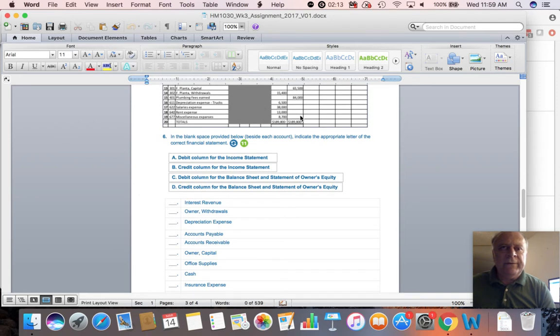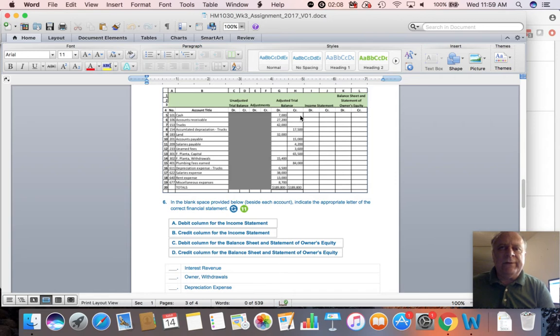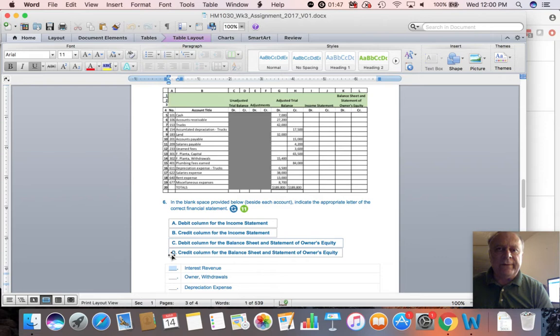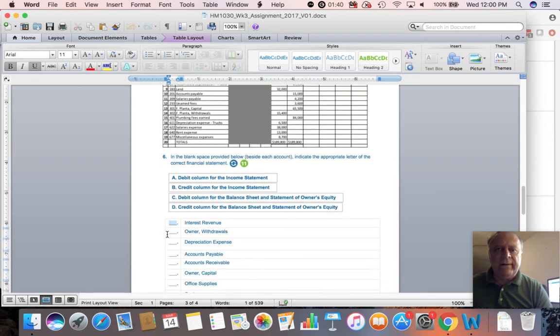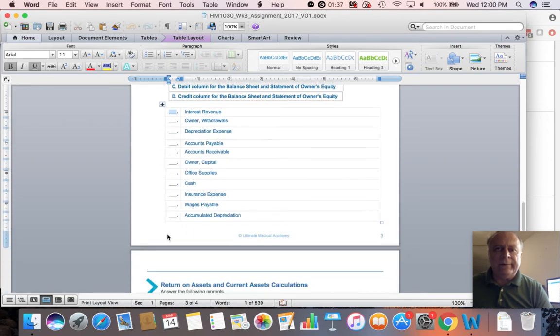Question number 6 has to do with where exactly the entries go during the closing process. So what you'll want to do on number 6 is to match up the letter. So you'll be putting an A, B, C, or D in each one of these, and this references how the account gets closed out in the financial statements. If you take a look in your textbook on pages 164 to 167, you'll find some additional information to help you with that.